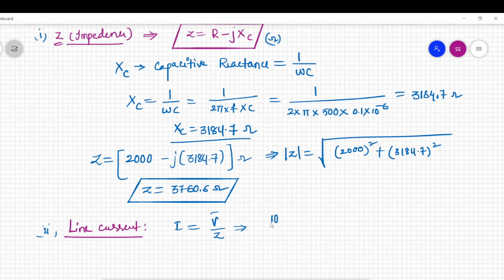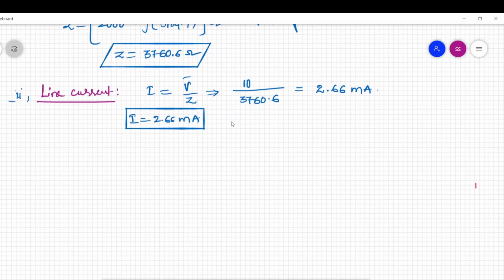That is voltage. The voltage given in the question is 10, and the impedance value is 3760.6. Okay, so what is the value of current you are going to get? That is 2.66 milliamperes. So the current in the circuit is 2.66 milliamperes. So the procedure will be the same for all circuits. You need to know the formulas, perfect formulas. Okay, then only you can solve.